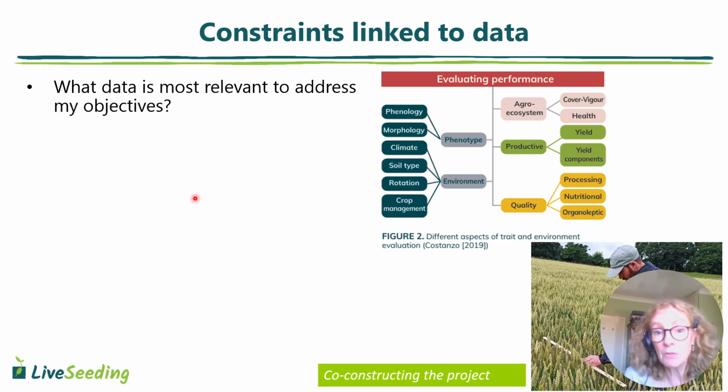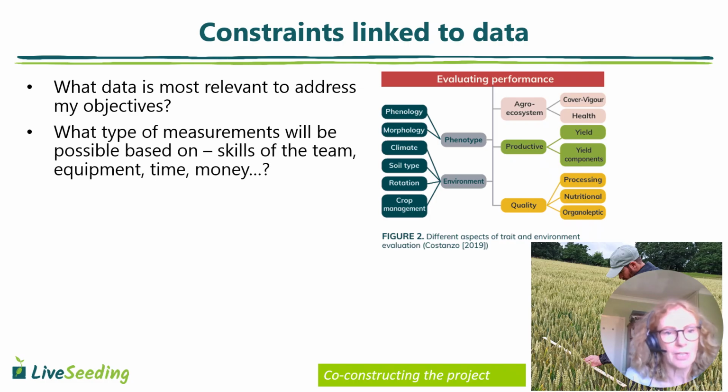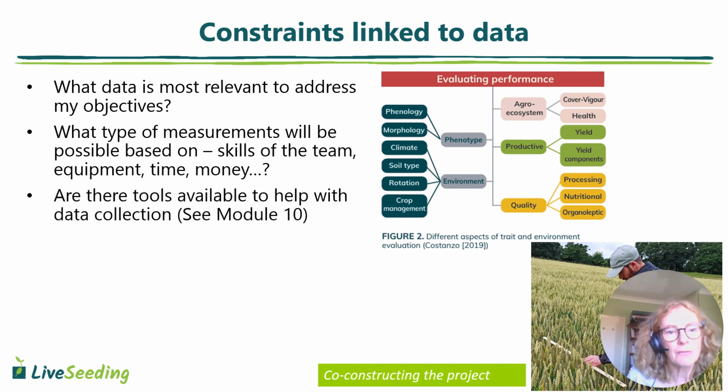It's not maybe always relevant to the objectives. So what are the most relevant types of data to address the objectives? How can we put some boundaries around the data that we collect? What type of measurements will be possible? So again, skills of the team, equipment, time, money. What else? Tools available. And in Module 10, we're going to talk more about some of the really cool new apps that are available to help you design trials and also collect data.